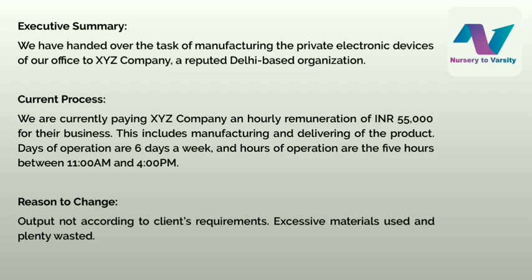Then comes the next point, which is current process. In this, you are going to mention how much amount you are going to pay to the company, how many days they are going to work in a week, and how many hours in a day. So I have mentioned 55,000 rupees, 6 days a week, and 5 hours between 11 a.m. and 4 p.m. I hope it's clear to you.